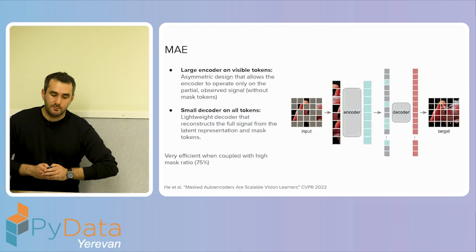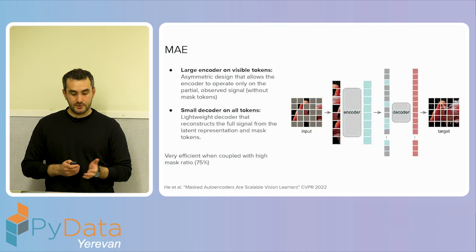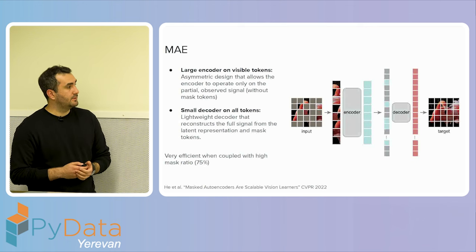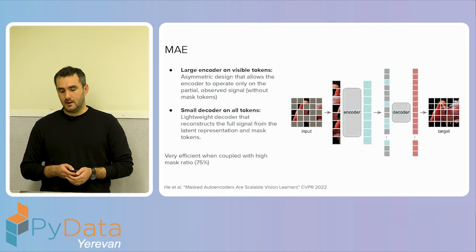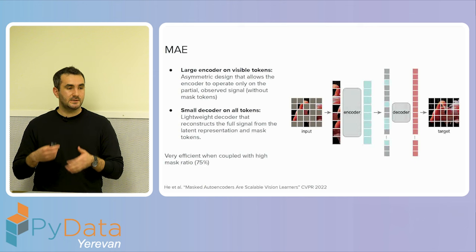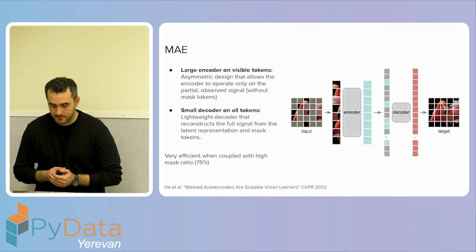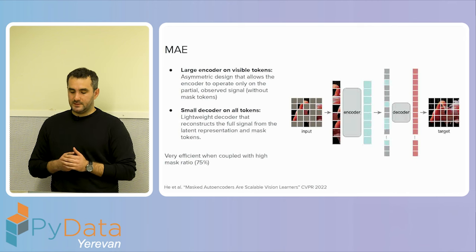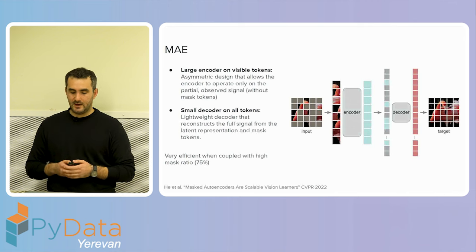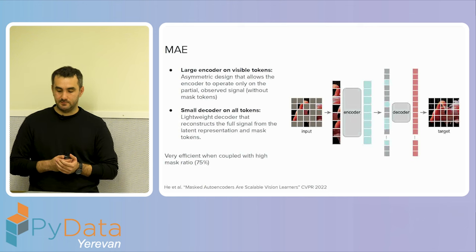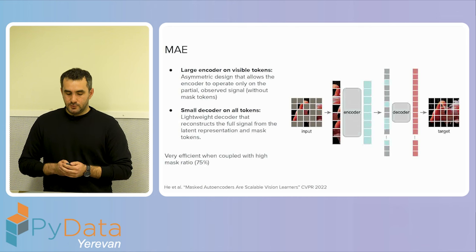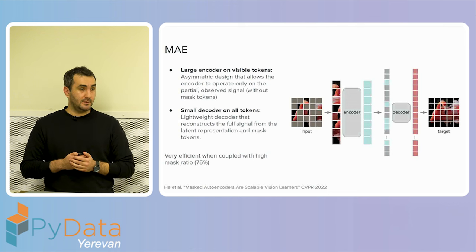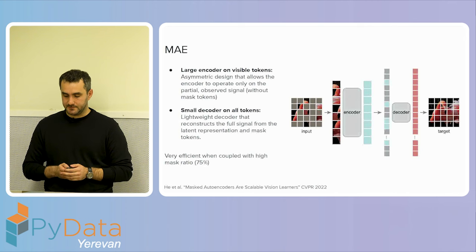The most popular algorithm is called MAE, Masked Autoencoders. It also came out of Meta Research Lab last year. So the idea is the following. We take the image, we cut it into patches, and then we mask out some of the patches, so we erase the content. Whatever is left, we pass through this large encoder. And then we have a light decoder, a small decoder, that tries to reconstruct the image. Usually, according to their experiments, the model works the best if 75% of the image is thrown away.